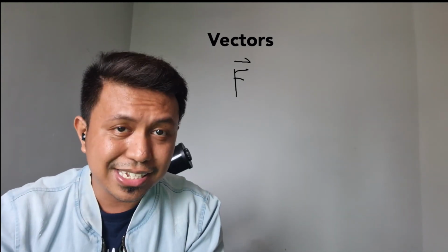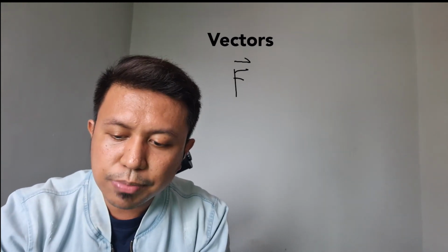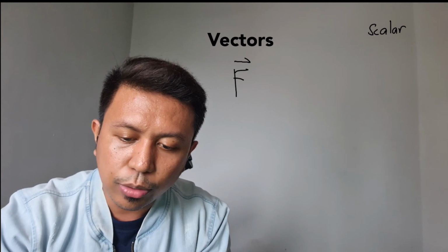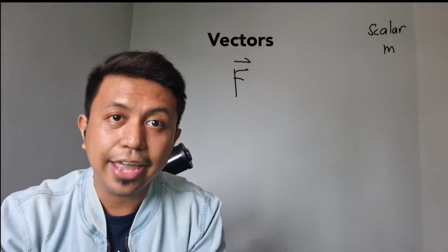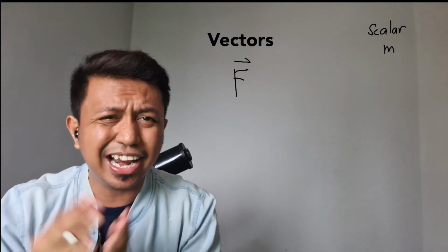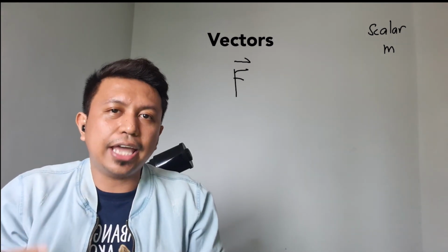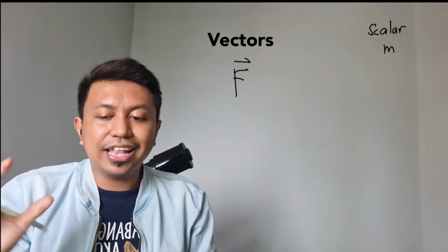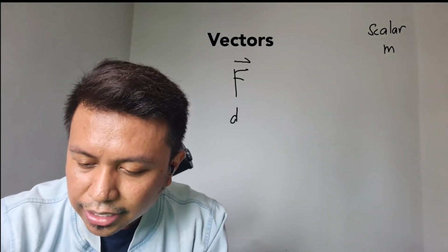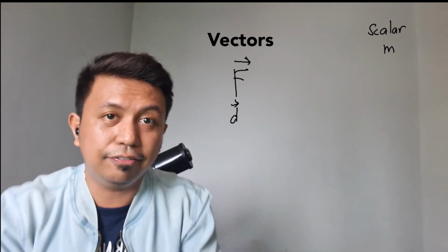Not like mass. For example, if you want to represent mass, you will just be using a scalar quantity. Okay? If you want to use mass, you just put m, and there's no other way to quantify it. For vectors, since it means direction, a physical quantity that gives direction, we usually put an arrow to say that quantity is a vector. So displacement is d, and then an arrow on top. Okay? That's how we represent vectors.